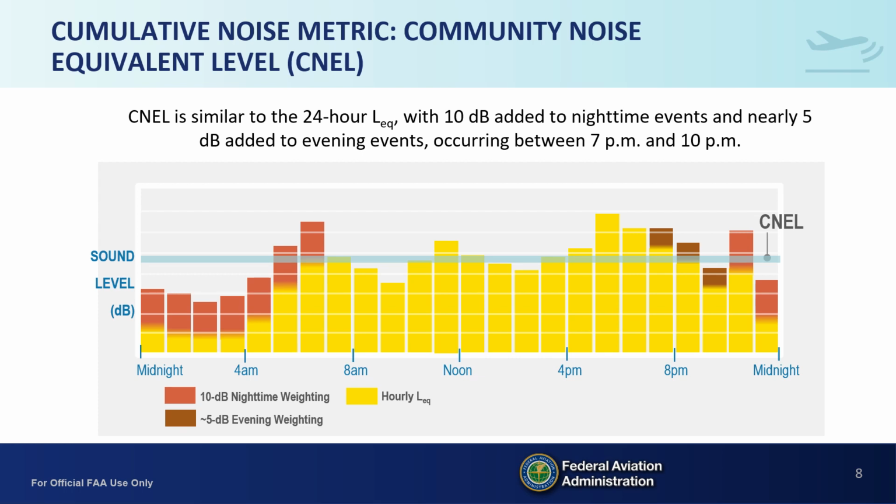The community noise equivalent level, abbreviated as CNEL, is like DNL, but has an evening period. CNEL's evening period is from 7 p.m. to 10 p.m., with nearly 5 decibels added to evening events. Shown here are the brown parts of the bar graph. California noise regulations require airports in the state to use CNEL.